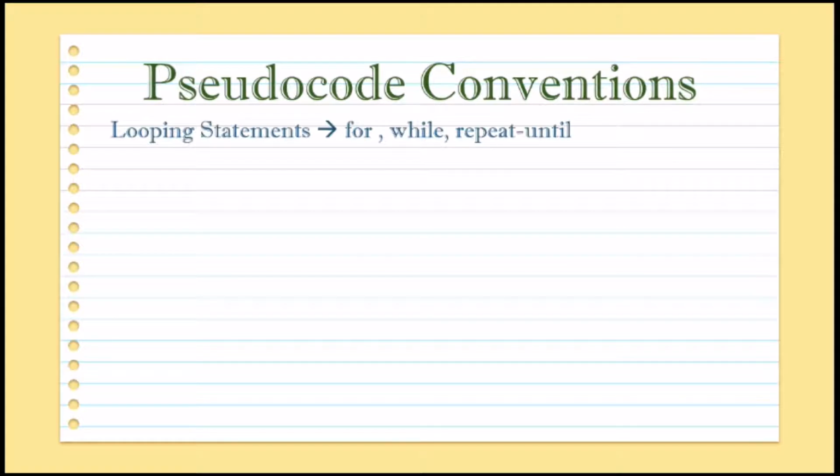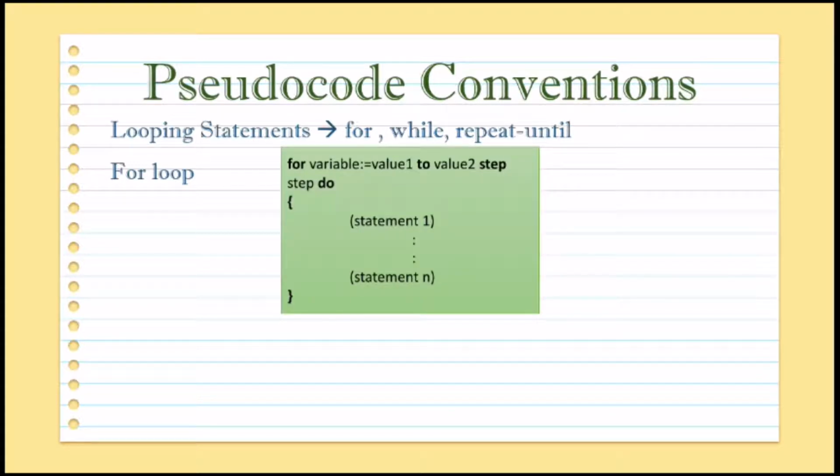Next one is looping statements. So there are three looping statements: for, while and repeat until. The for loop can be written as for, then initialization of variable, that is variable equal to value 1 to value 2. Here value 1 is starting value and value 2 is the last value. So this loop will repeat till the value 2.